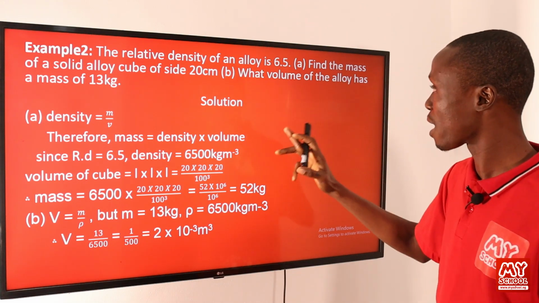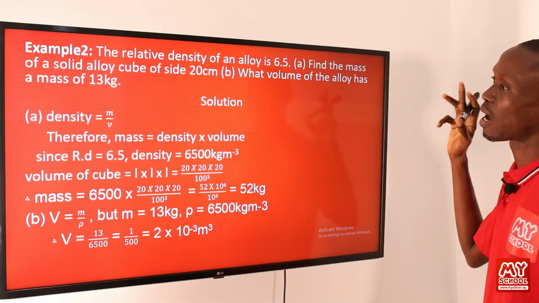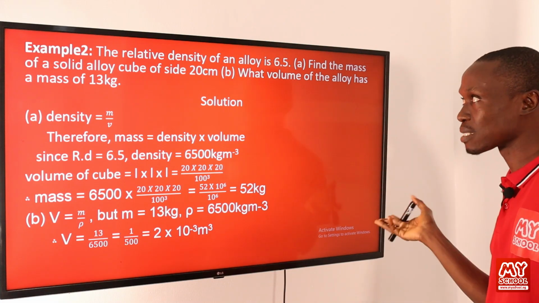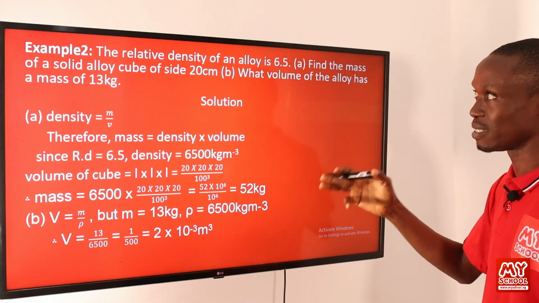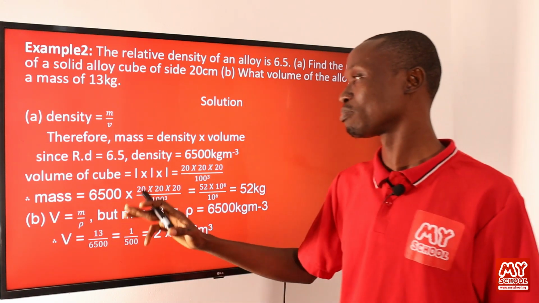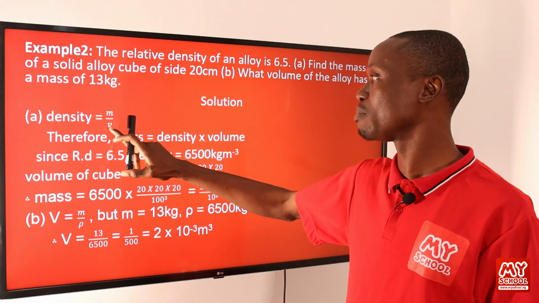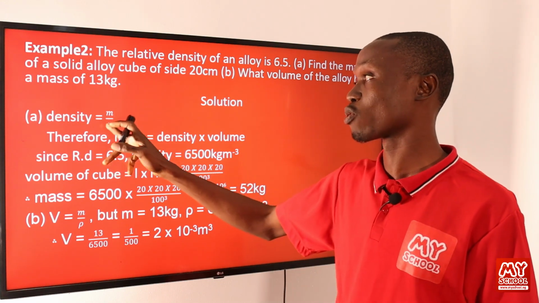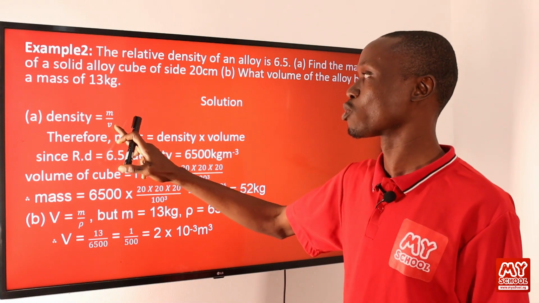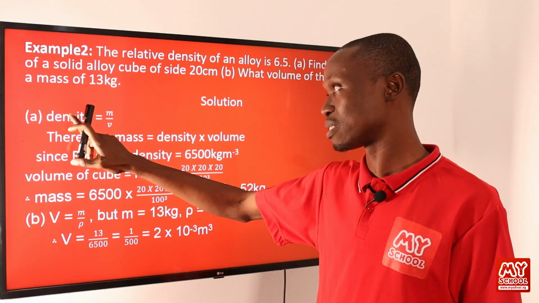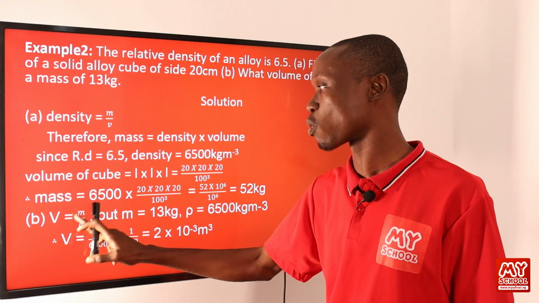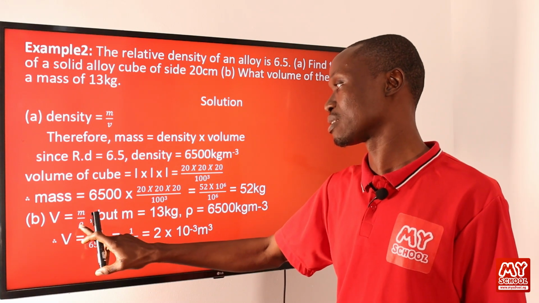Now for B, we are asked what volume of the alloy has a mass of 13 kg. So in this case, we already know the mass, right? And we already know the density. The density of the alloy still remains the same, so we are looking for the volume. So from the formula of density, we can easily make V the subject of the formula by cross multiplying or by interchanging the position of the density and that of the volume. So volume will leave here and replace density here, while density will replace volume here, so that V is now equal to mass over density.